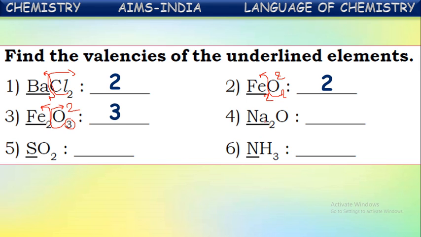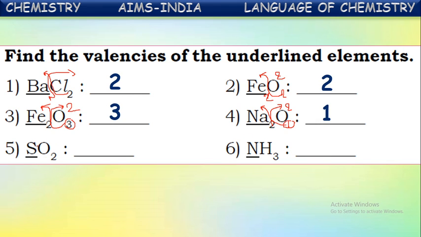What is the valency of sodium in NaO? We know the valency of oxygen is 2. So we get this as 2 now. So this number, whichever is here, that is the valency of this element sodium. That is 1. Valency of sodium is 1 in this.